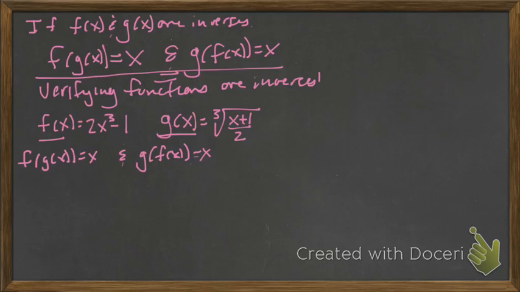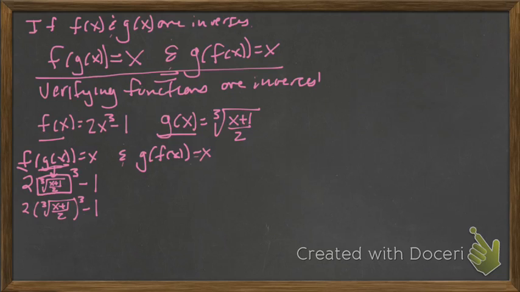So let's see if we can do it. The outer function in this case, in this composition, is f. I'm going to rewrite it as 2, and instead of x cubed, put a box cubed, take away 1. Now inside of that box we're inputting g of x, which we know is the cube root of x plus 1 over 2. So what we have here is 2 times the cube root of x plus 1 over 2, and we're going to cube it, take away 1.